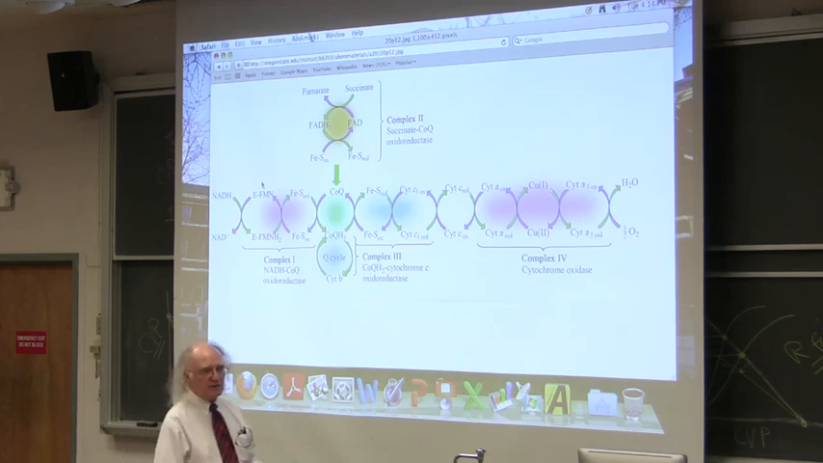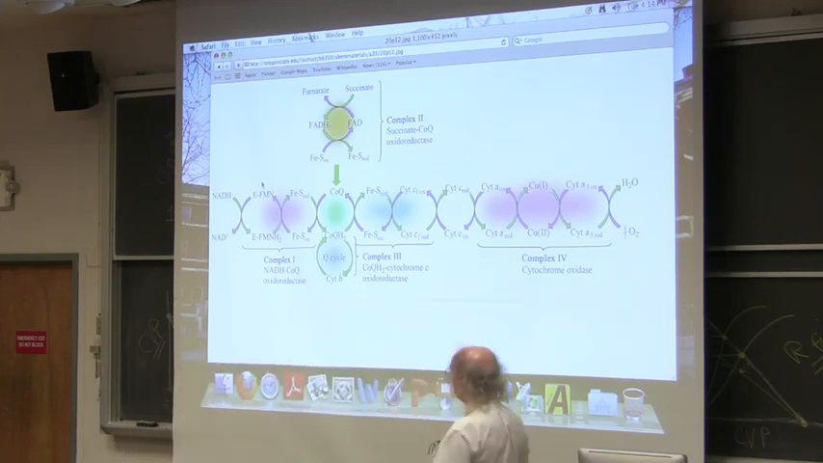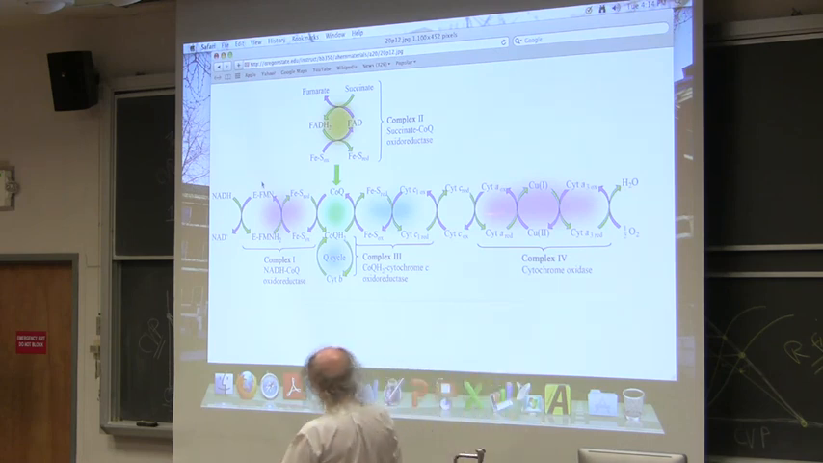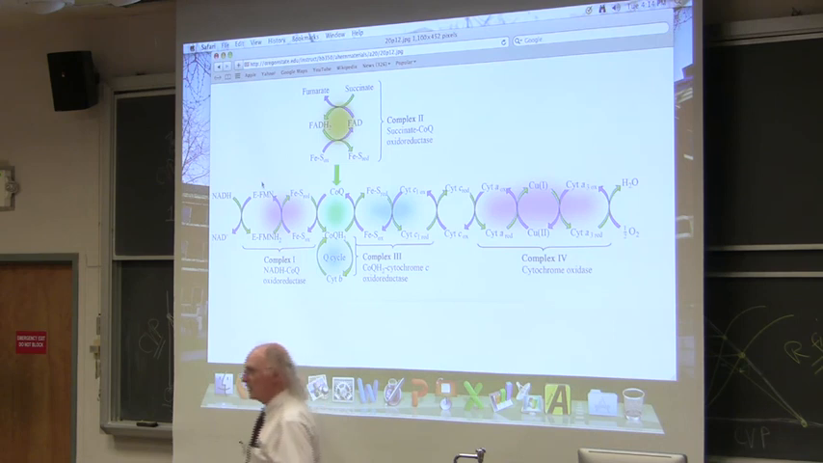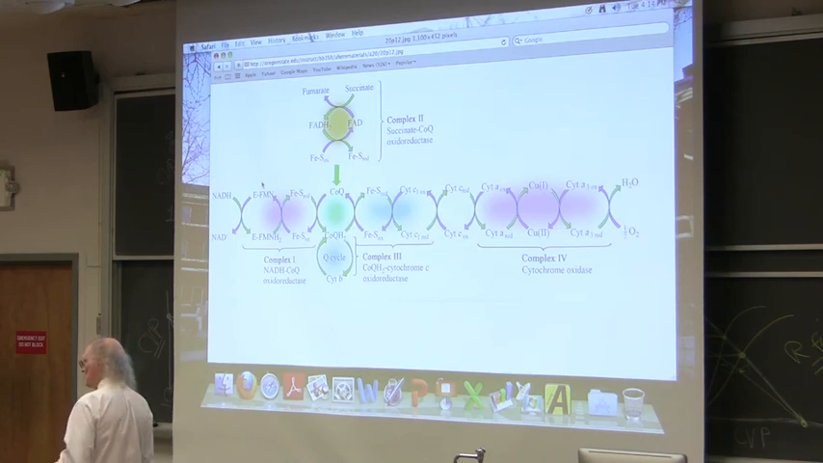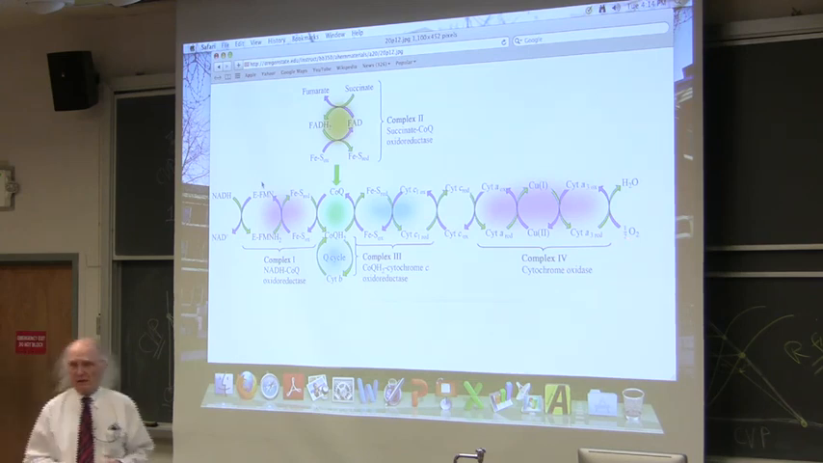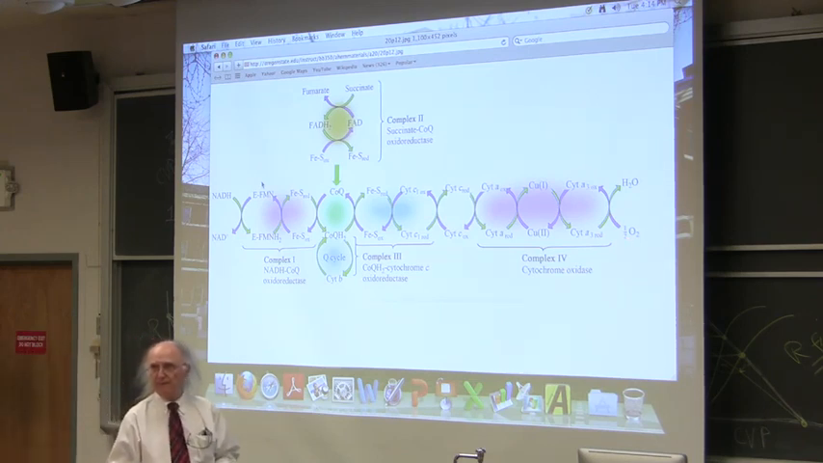Now, the reason when you're exercising that you start breathing so heavily is because this process is going on like crazy. And your body is using oxygen as a thing to dump the electrons into. You're making water in the process, but your body is needing oxygen, so you start breathing heavily. That's why you're breathing heavily, to make up the oxygen that's being used right here. Okay?